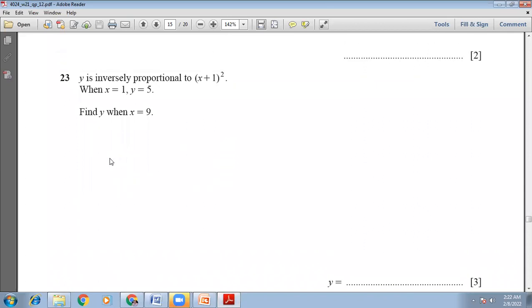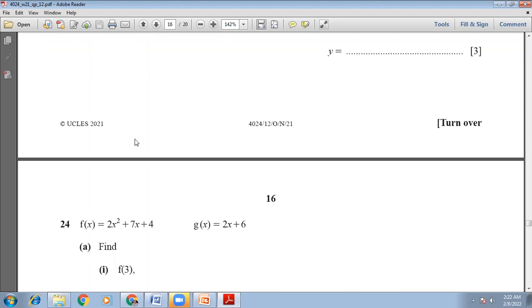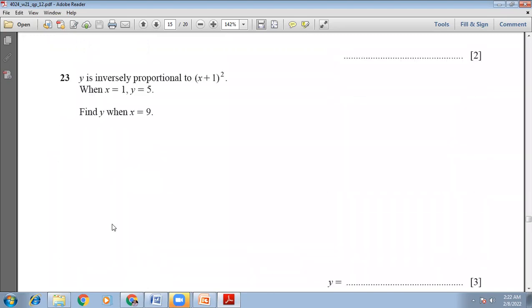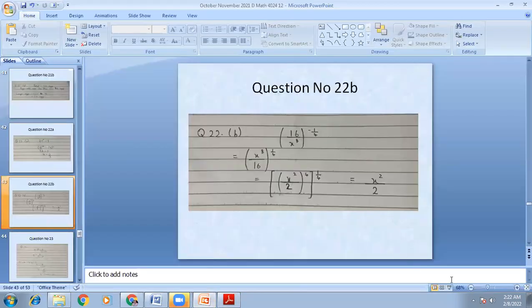Y is inversely proportional to [x + 1] squared. When x equals 1, y equals 5. Find y when x equals 9. So, a 3 marks question, question number 3. Very easy question.